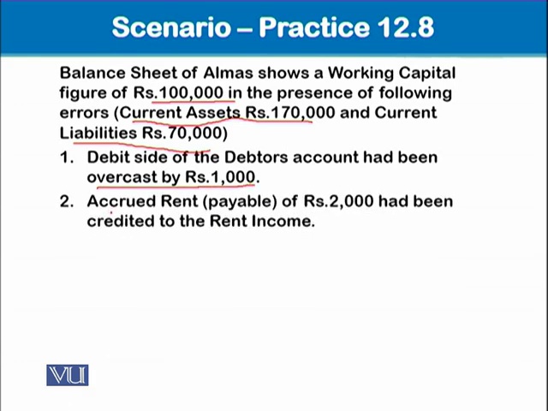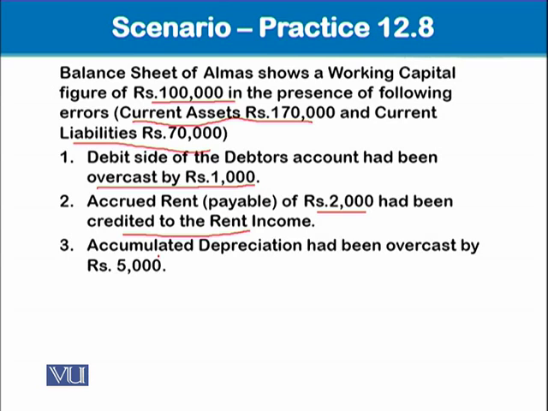And accrued rent, meaning the rent payable of 2,000, had been credited to the rent income account. Instead of crediting the accrued rent payable account, we have credited the rent income account. And then accumulated depreciation had been overcast by 5,000. All right. Debtors, these are current assets. Okay. Accrued rent payable, this is a current liability. Okay. But this accumulated depreciation is neither a current asset nor a current liability. We will see how it will affect our working capital, or would it be affecting our current working capital or not. So we will see in the solution.